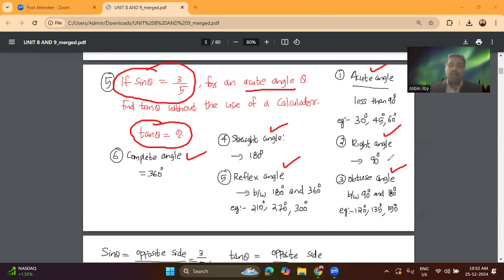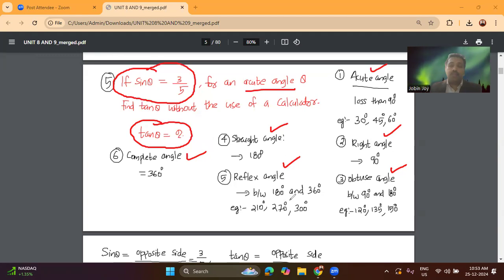What is a right angle? Right angle means angle equal to 90 degree. Obtuse angle means the angle between 90 degree and 180 degree. For example, 120 degree, 135 degree, 150 degree are called obtuse angles. Straight angle means angle is equal to 180 degree.